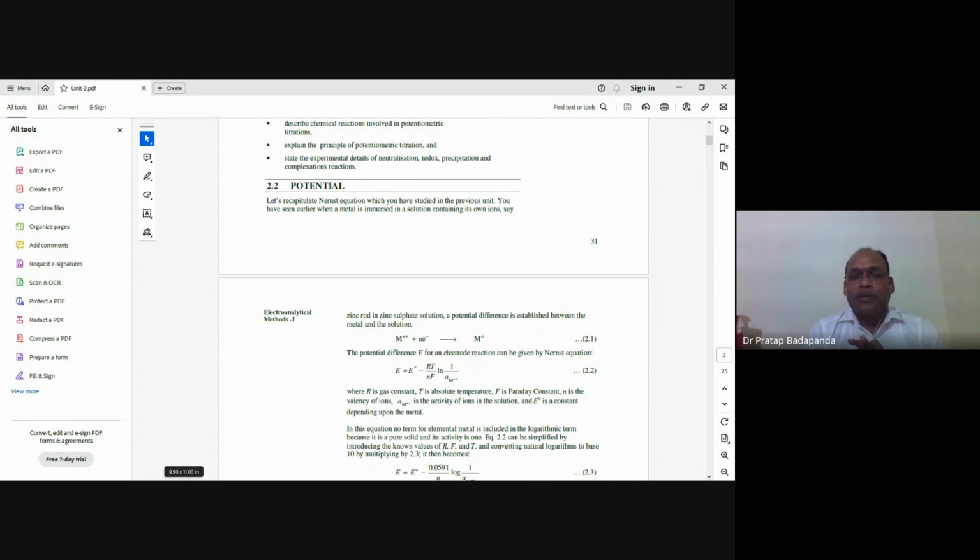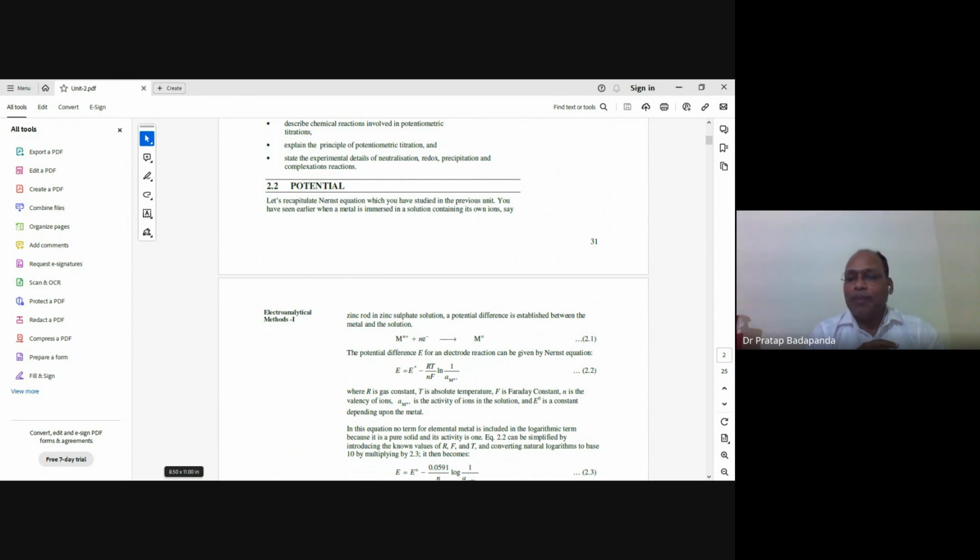So zinc electrode. Let us take a zinc electrode, and you have to put it into a salt solution. You cannot take a zinc electrode into a copper sulfate solution or a hydrochloric acid solution. It is not possible. Or sulfuric acid. You have to put the zinc electrode into the zinc sulfate solution. Then what will happen?